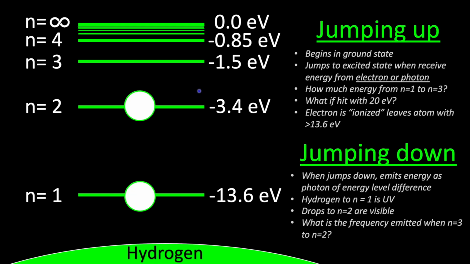Now, just before we leave this slide, you might be wondering, what if it drops to n equals 3 or n equals 4 or n equals 5? If it's dropping to n equals 3 or anything less than that, this is going to be too small a frequency to see. So getting into the infrared and further past that.